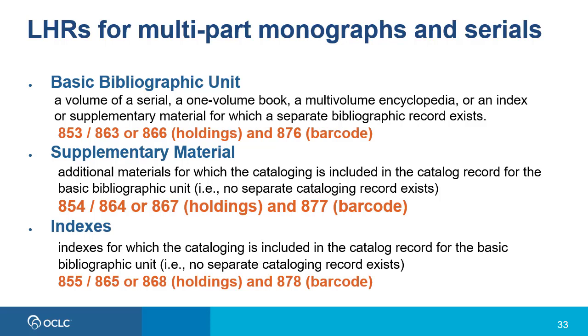For supplementary material, you would use 854, 864 for the coded pairs, or 867. And this would be for additional materials for which the cataloging is included in the record for the basic bibliographic unit. That is, no separate cataloging record exists for the supplementary material. Indexes would use fields 855, 865 for coded pairs, and 868 for textual holdings. And this would be for indexes for which the cataloging is included in the cataloging record for the basic bibliographic unit. Again, that is, no separate cataloging record exists for it.